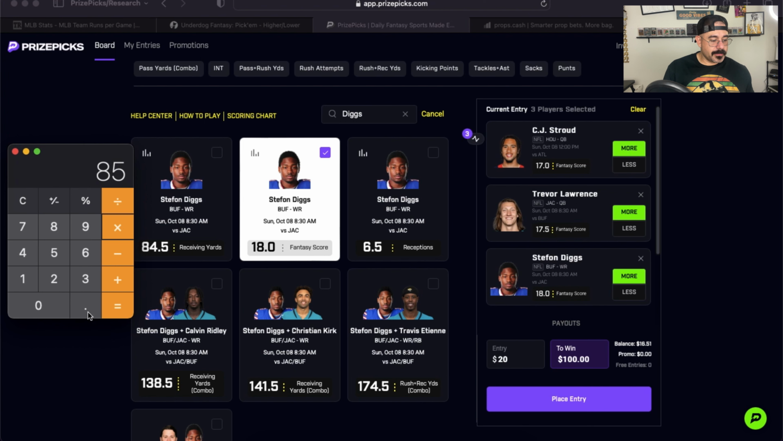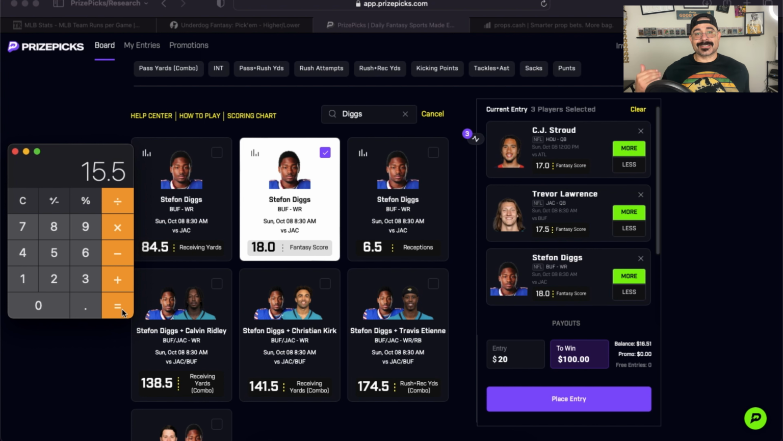We're just going to go ahead and do 0.1 times that, and that gives us 8.5 points. We know you get 1 point per reception. We think he goes over this. He needs 7 to do so. So let's just go ahead and add in 7 points. So right there between receiving yards and receptions, we're at a 15.5 fantasy score.